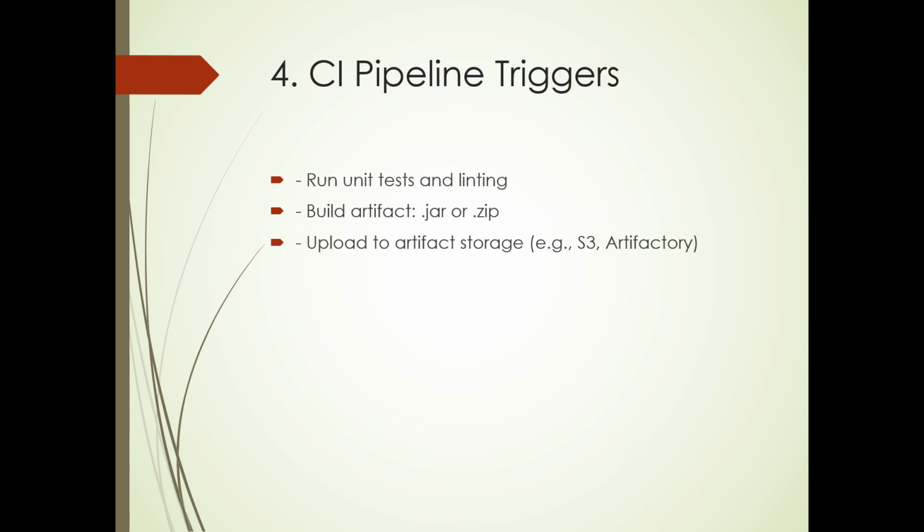Now we need to move that release branch code to the respective servers, whether it is UAT servers or production servers. In that case, we'll use CI/CD pipelines. The CI/CD pipelines will take data from the release branch, build the jars or zips, and upload that specific jar to the respective artifact area. Those are S3 or Artifactory.